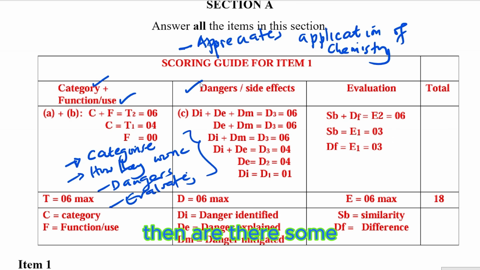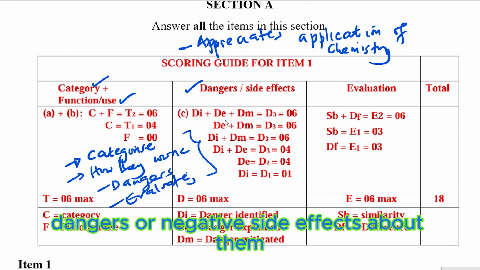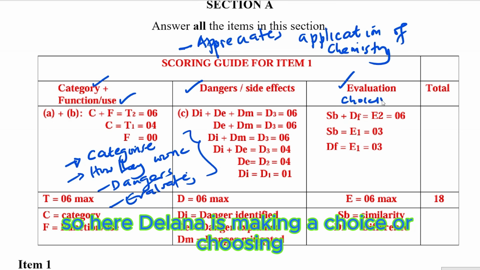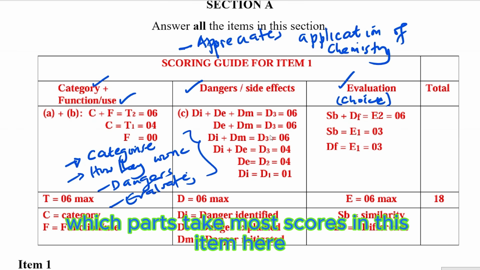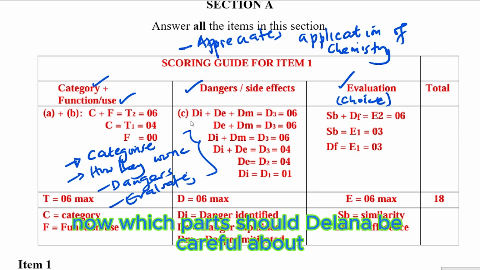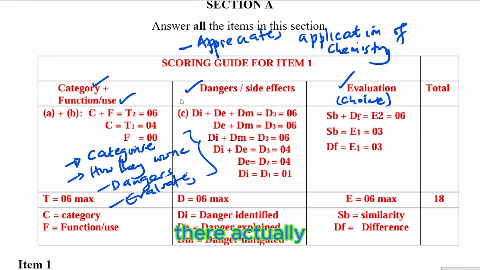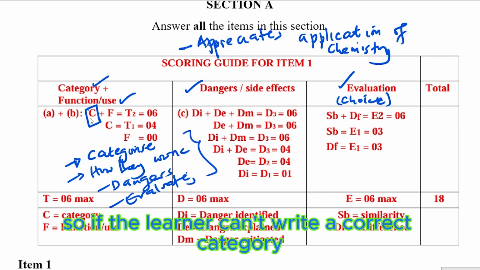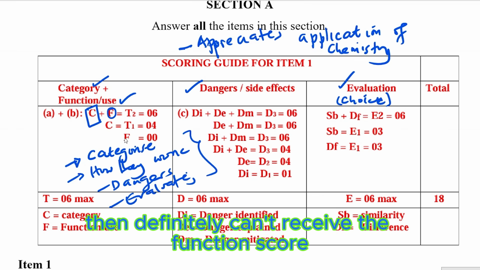Then, are there some dangers or negative side effects about them? Can the learner make a choice, which we call evaluate? So here the learner is making a choice or choosing. Now, which parts take most scores in this item here? Which parts should the learner be careful about that they shouldn't fail? Actually, the category is very, very important. So if the learner can't write a correct category, then definitely can't receive the function score.